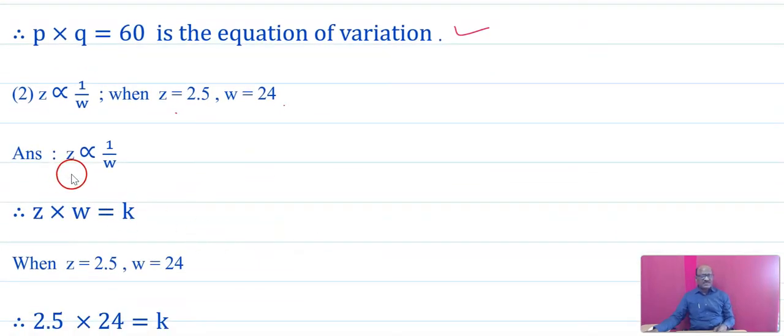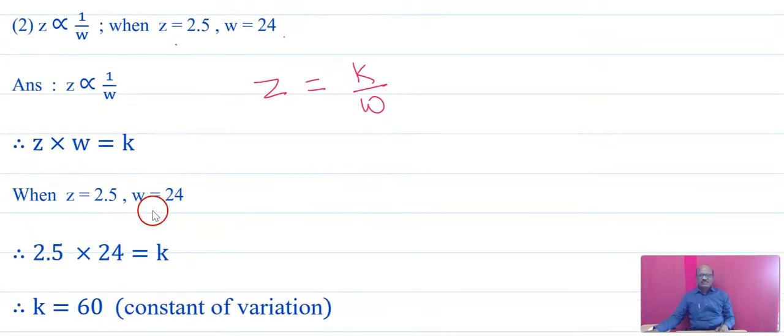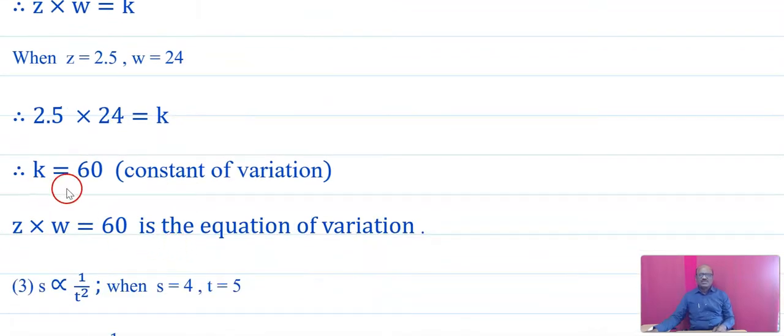Now again, Z is inversely proportional to W. It can be written as Z is equal to K upon W, and therefore the equation of the variation is Z into W is equal to K. When Z is equal to 2.5 and W is equal to 24, substitute their values, that is 2.5 and 24, equals K. Therefore K is equal to 60. This is the constant of variation. Z into W is equal to 60. This is the equation of the variation.